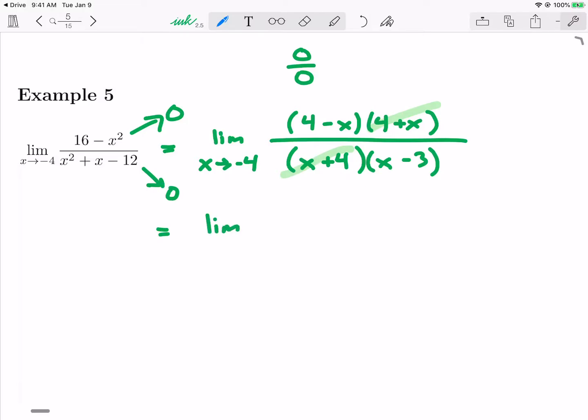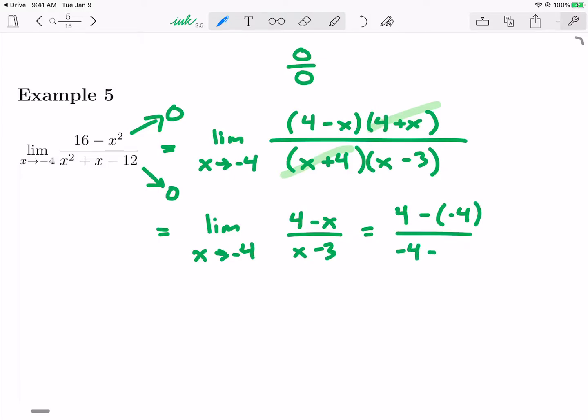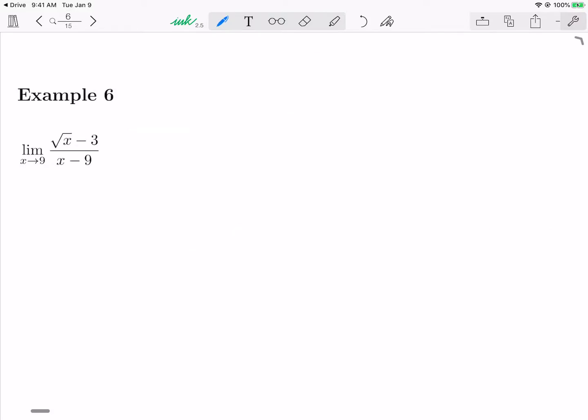So then I've got the limit as x goes to -4 of 4 minus x over x minus 3. Now if I plug -4 in, 4 minus -4 over -4 minus 3. So on top, I end up adding those. I get 8 over -7. So I get -8/7. So that was drastically different than does not exist. So we've got to do some algebra to make that one look nice and work.